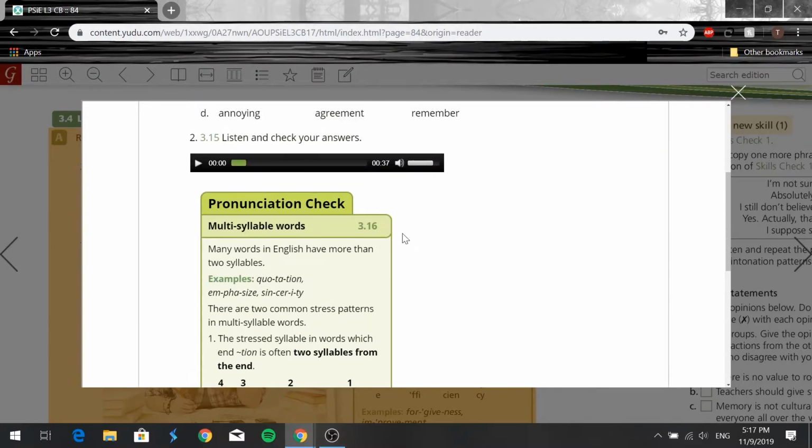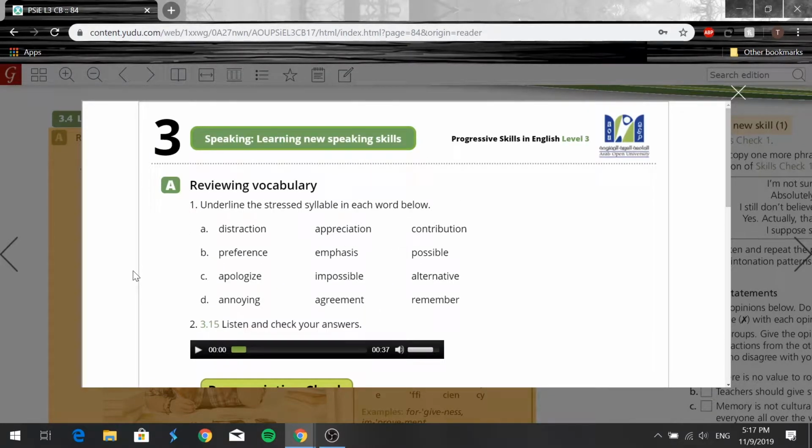Okay, let's go to the exercise. Here we have: underline the stressed syllable in each word below. So here we have the first row, A: distraction, appreciation, and contribution. The first row ends in tion, so that means the stressed syllable is 2 syllables from the end. So in this case, it'll be right here. Distraction, appreciation, it'll be right here, and contribution, I think it'll be around here.